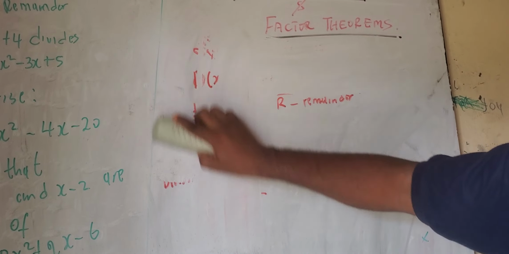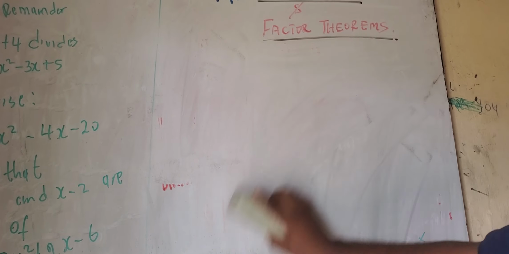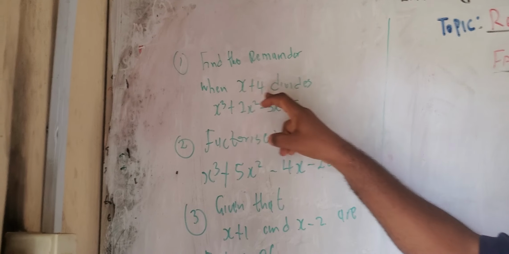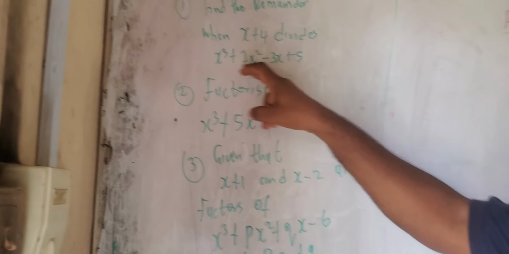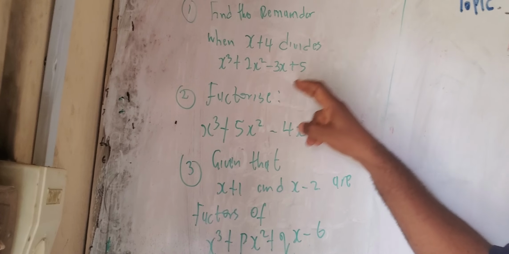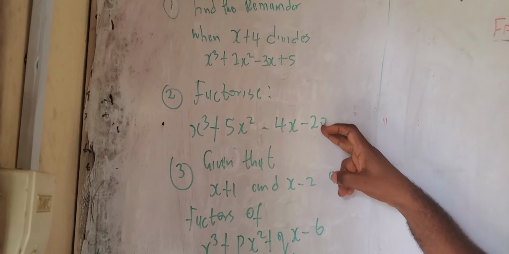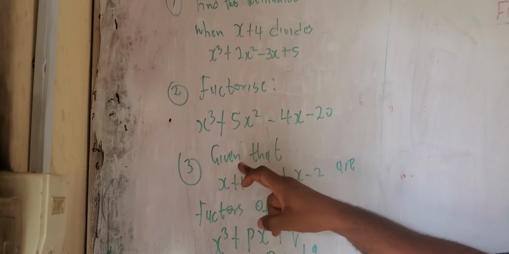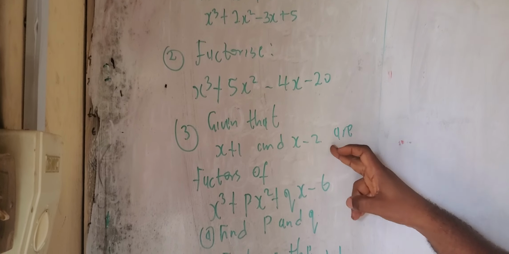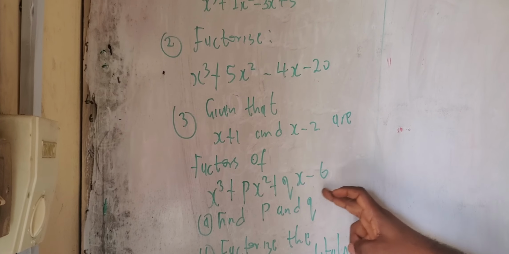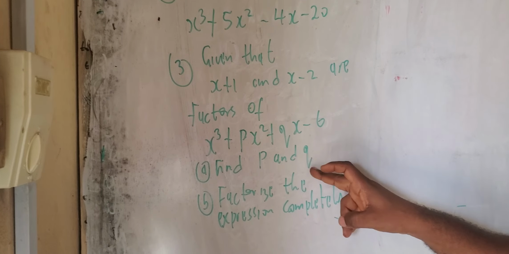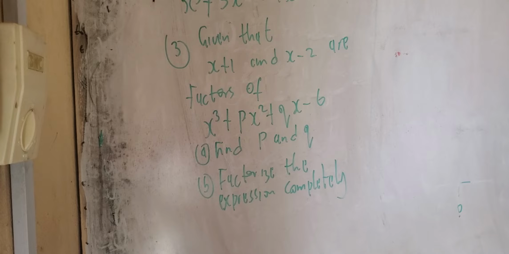Now let's look at the problems that are here. The first problem says find the remainder when x plus 4 divides x cubed plus 2x squared minus 3x plus 5. Factorize x cubed plus 5x squared minus 4x minus 20 completely. Given that x plus 1 and x minus 2 are factors of this polynomial, find the values of p and q. Factorize the expression completely.